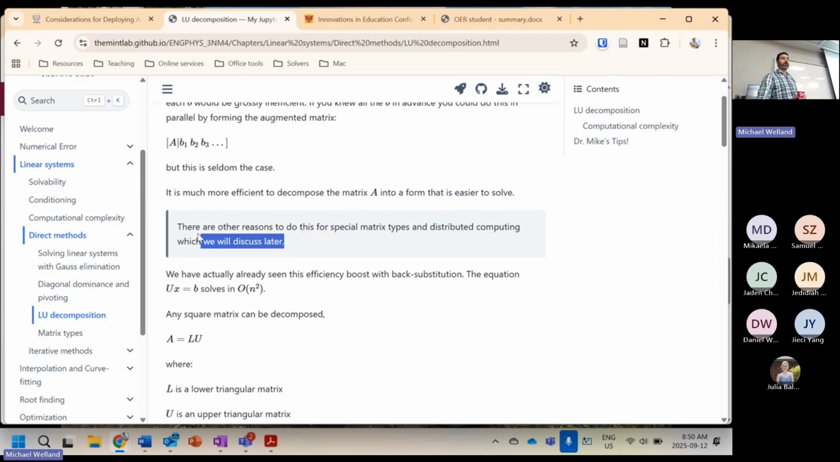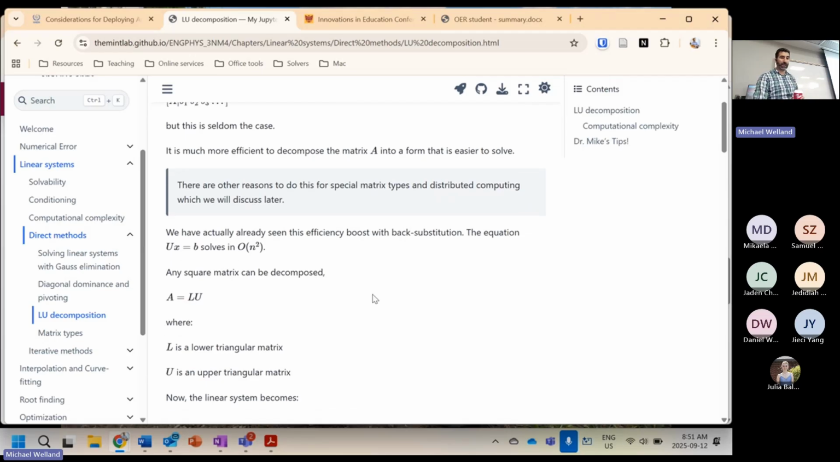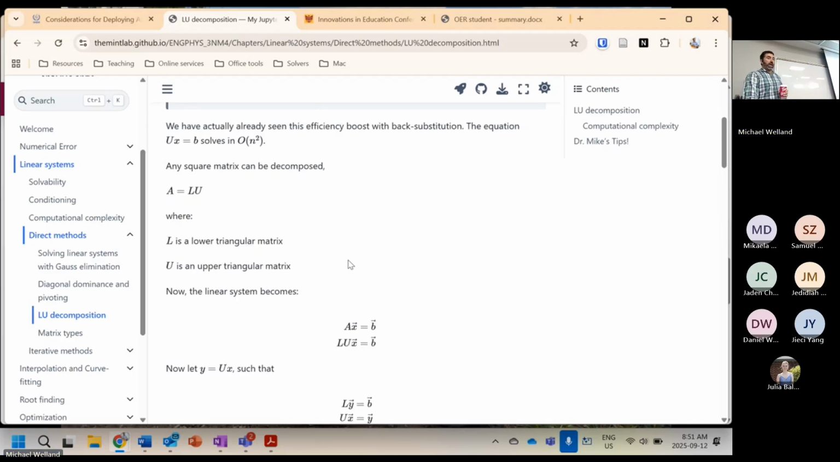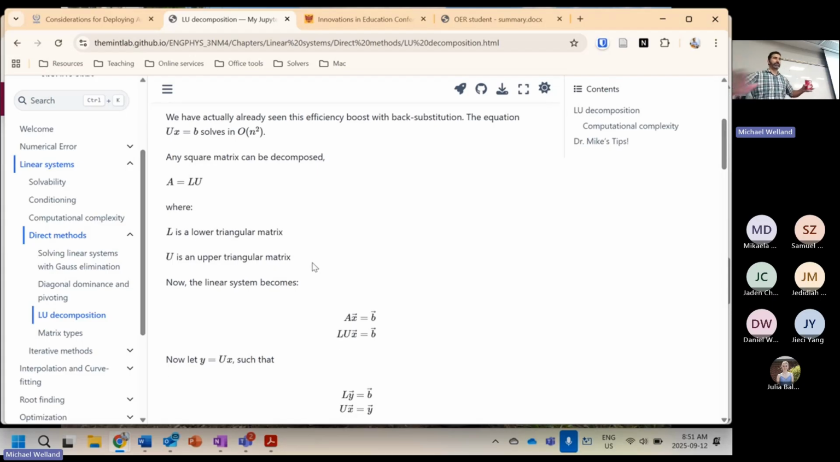There are other reasons why we would want to use LU decomposition, and that has to do with parallelization and high performance computing. I'll come to that one in a minute. We've already seen the efficiency gain from this decomposition process, right? Because of back substitution. The upper diagonal is much more computationally efficient and scalable than trying to invert A directly, because it solves in O(N squared). Any square matrix can be decomposed into the product of a lower triangular and an upper triangular matrix. It's a general statement, mathematically proved.